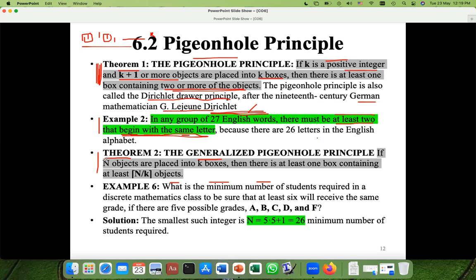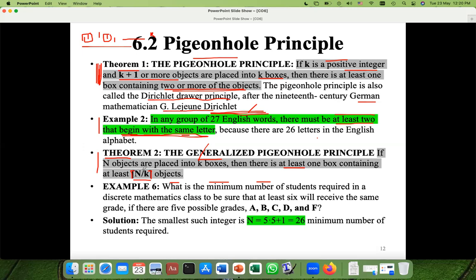For example, your objects are 21, and your boxes are, for example, k is 5. 21 and 5. Then there is, this is the condition, at least, more is possible, but at least one box that will contain the ceiling of n divided by k. You know what this is? This is called the ceiling function.